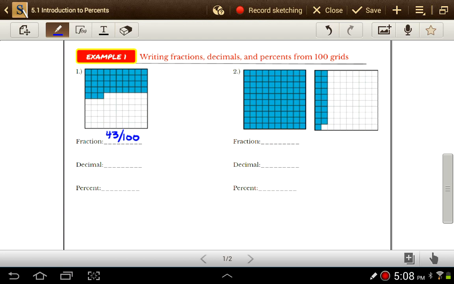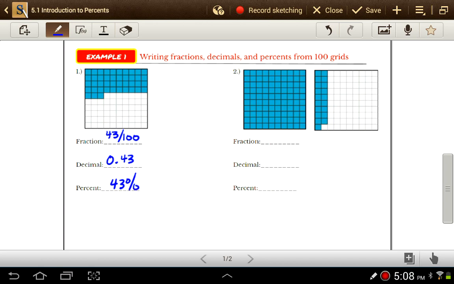As a decimal, that would be 43 hundredths, which would be 0.43, tenths, hundredths place. And then as a percent, since a percent is a ratio out of 100, 43 out of 100 means the percent would be 43%. And that's how you would write that as a percent.